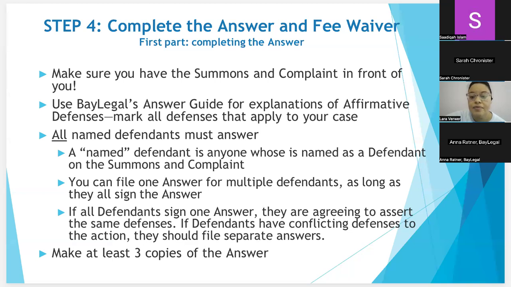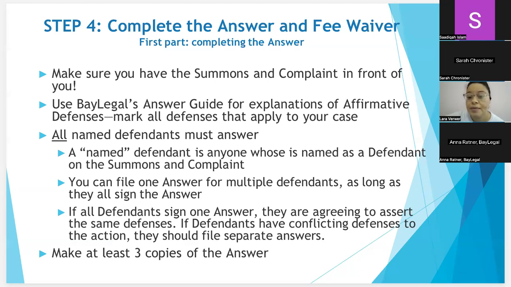So they can all sign on. There are 3 lines on the Judicial Council answer form, 3 spots for 3 different defendants. If all defendants have the same defenses, great, they can all sign on to that one answer. If they don't, it's probably best to have separate answers so that they can include defenses that would apply specifically to them.